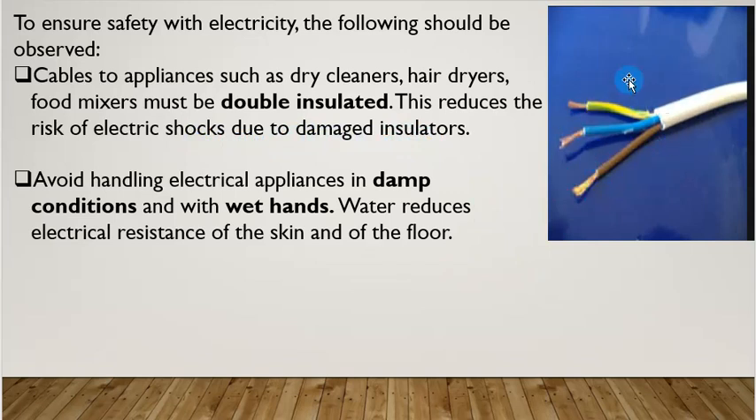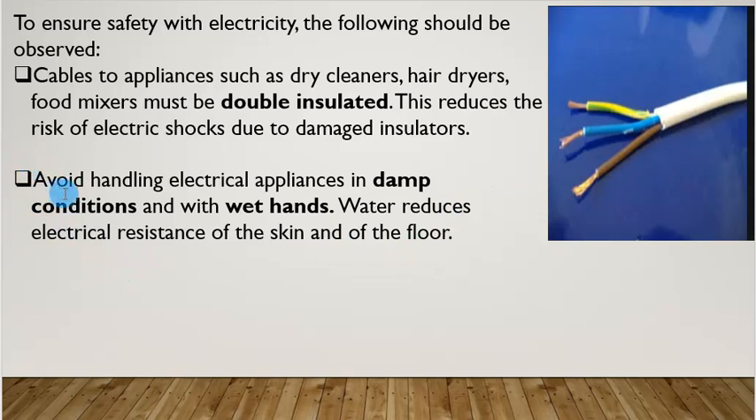The cable here shows double insulation, so it's that insulator outside. Then there are individual insulators on the 3 cables: on the live, on the neutral, and on the earthing. So if the live is damaged inside, this will protect you from coming into contact with a live. Double insulators help us to prevent an electric shock that a person is likely to face due to damaged insulators. So let us ensure our appliances are double insulated.